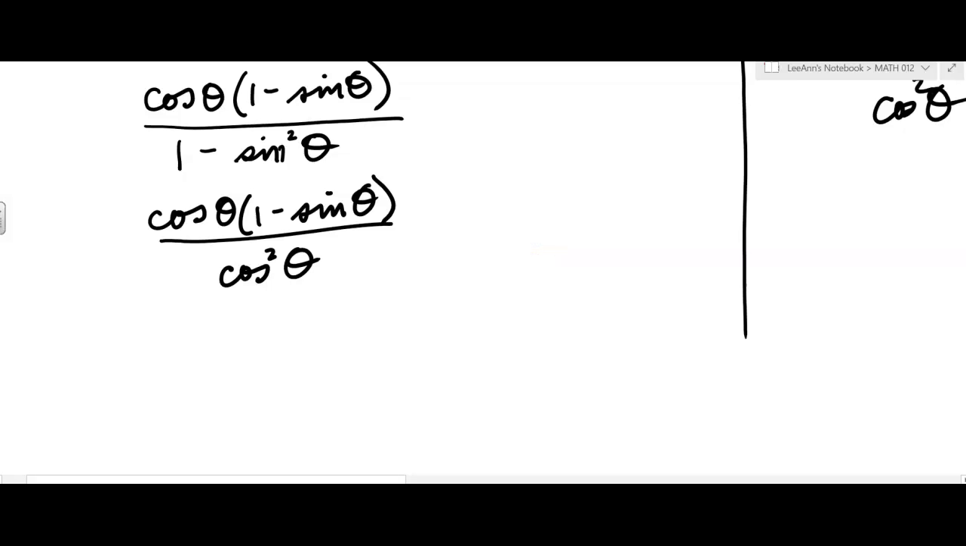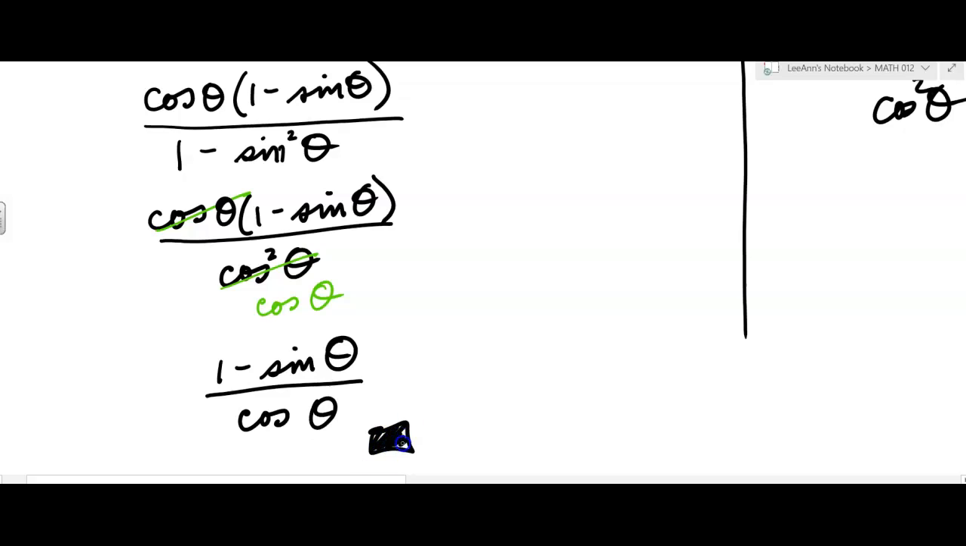Okay, now I can cancel one of these cosine thetas with one of those that's cosine squared. So I still have a cosine theta left, but that's okay. Now I have 1 minus sine theta over cosine theta, and that's what I wanted. But I wanted to show you that process because I don't know that you would just think of that automatically. Oh, I'm going to multiply by the conjugate. So there you go.